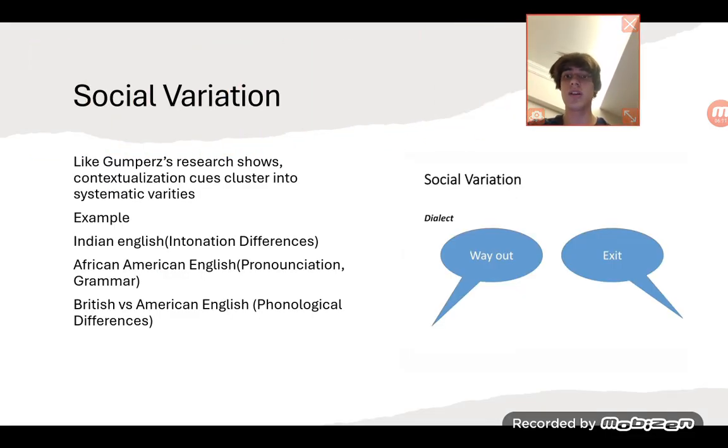Social variation, like Gumperz's research shows, contextualization cues cluster into systematic varieties. An example for this might be Indian English, with intonational differences; African American English, with pronunciation or grammar; British versus American English, with phonological differences. Another example is that Americans say exit, but British people say way out, or it's the other way around. American English speakers use exit, but British English speakers use way out.